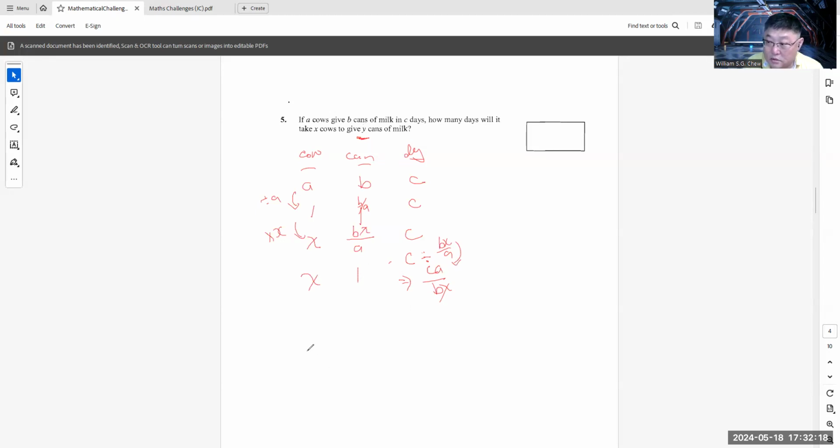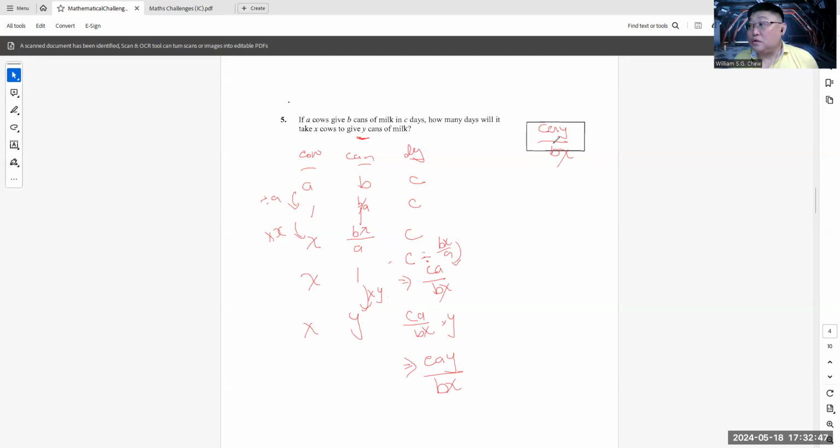Now, Y cans. So X cows, Y cans. To get Y cans this time, I times Y. So this one will be CA over BX times Y, which is equal to CAY over BX. So the answer for this is CAY over BX.